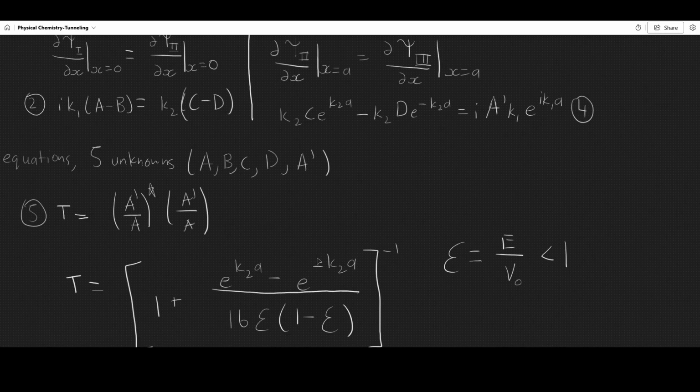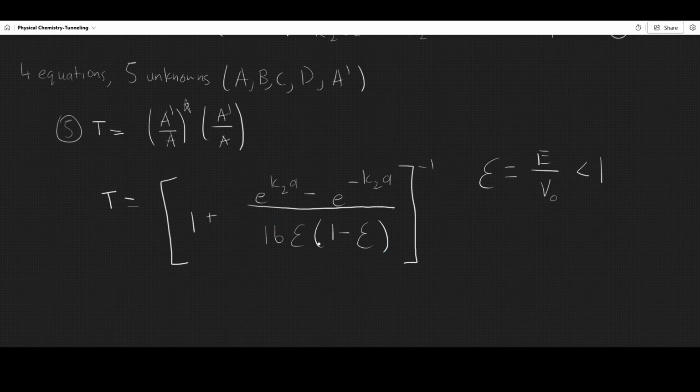You can also rewrite this transmission coefficient. Some of you math people might recognize that you can rewrite this using sinh, the hyperbolic sine function, and then the bottom would become 4 epsilon times (1 minus epsilon). But yeah, this is essentially how to find the transmission coefficient for particles tunneling through. I'll catch you in the next one.